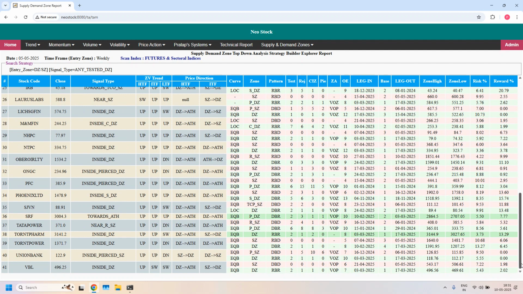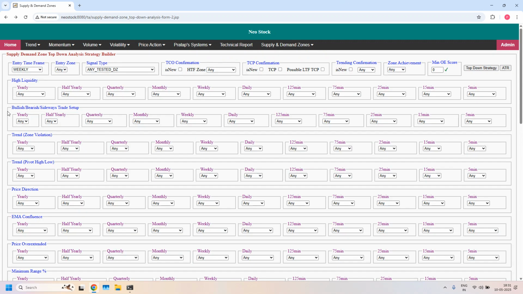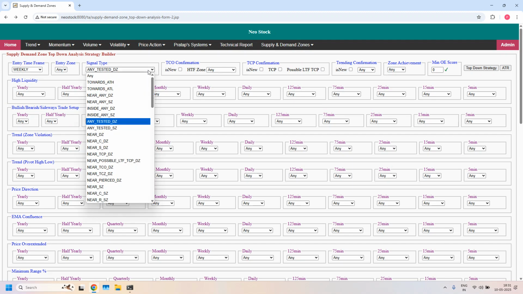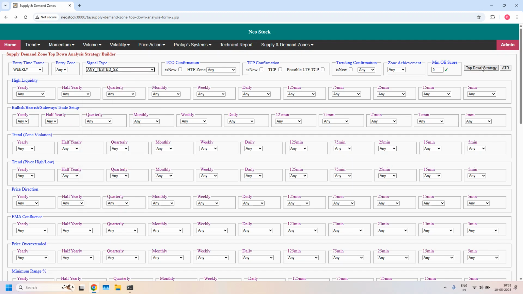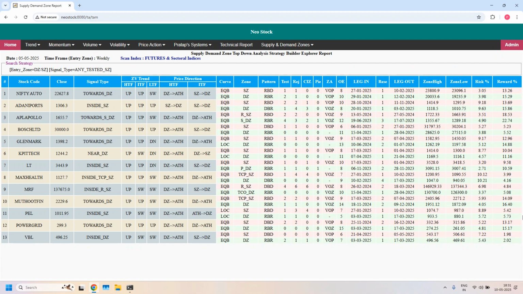41 weekly demand zones are tested during this week. Okay, next let us find the tested weekly supply zones. So 13 stocks having the weekly tested supply zones.